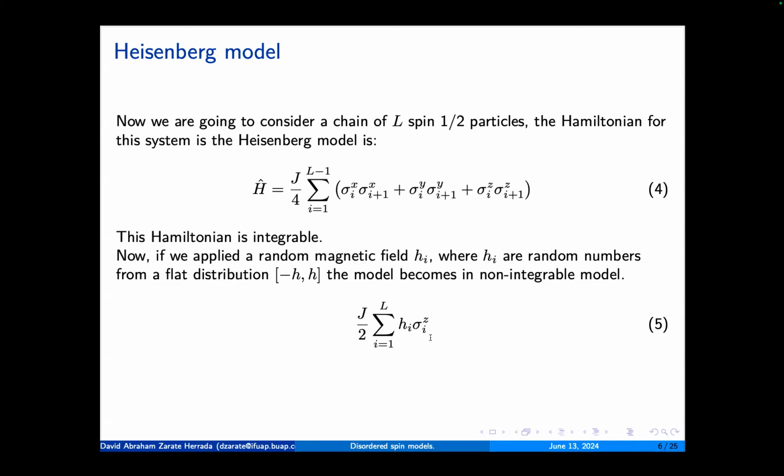This term here applies a random magnetic field which generates a random Zeeman splitting in the energy of each spin-1/2 particle in the chain, such that the probability that excitations move to the next position is random.